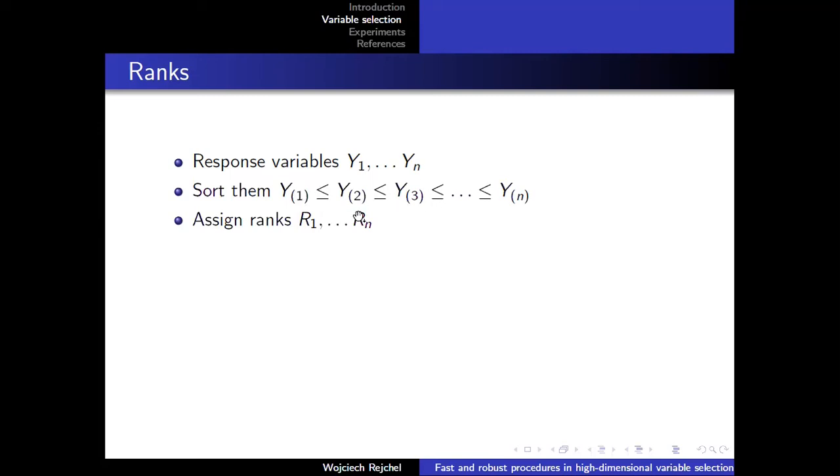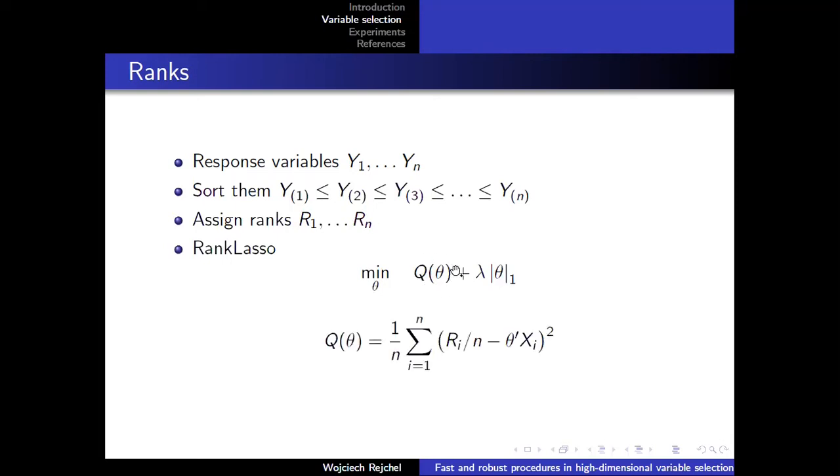And our procedure is extremely simple. We use the Lasso, but here we put the same risk as in the standard Lasso, so this is the quadratic function. However, instead of response variables, we put ranks. In fact, these are ranks divided by n, so they are in the interval 0, 1. And we call this procedure the rank Lasso. So all we need is replacing response variables by ranks.